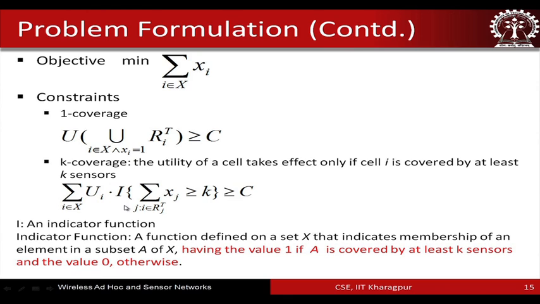And what is an indicator function? This is a function that is defined on a set X that indicates the membership of an element in a subset A of X by having the value of 1. This part is important: this indicator function has a value of 1 if A is covered by at least k sensors, and otherwise it has a value of 0.